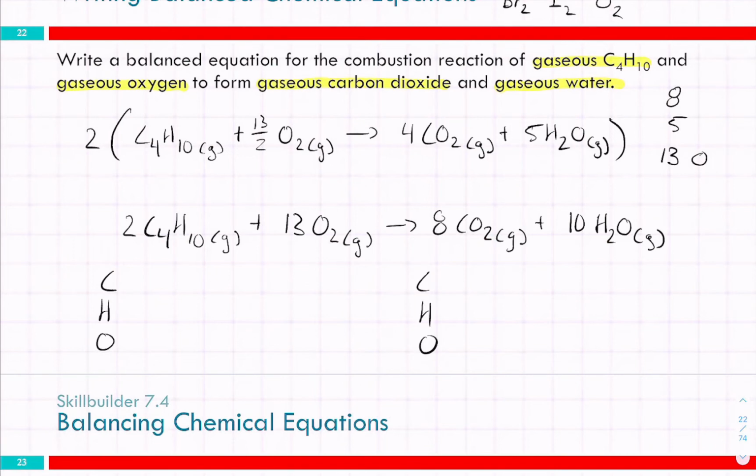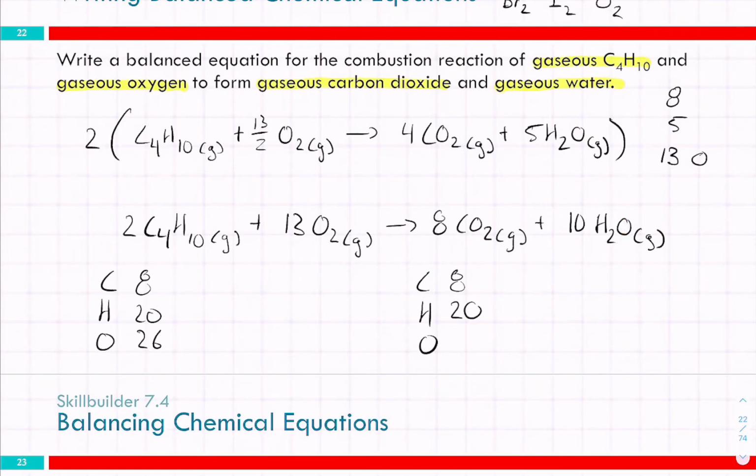So in our reactants, on the left side, how many carbon atoms do we have? 8. How many hydrogen atoms? Yep, 20. How many oxygen atoms? 26. And then in our products, 8 carbons again. And then hydrogens, it's going to be over here, right? 10 times 2. So it's 20.